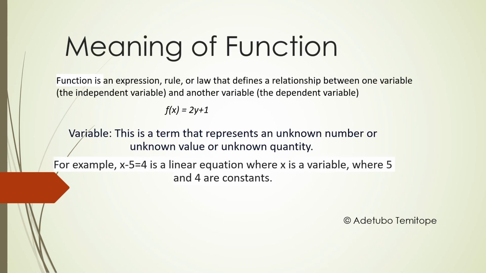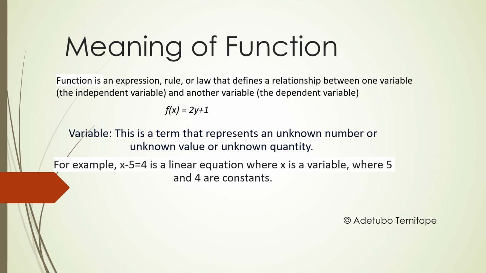Meaning of function. Function is an expression, rule, or law that defines a relationship between one variable, which is the independent variable, and another variable, the dependent variable. And we can see a functional representation here. We have f of x equals to 2y plus 1. This functional representation shows the relationship between x and y. X is the dependent variable, while y is the independent variable.